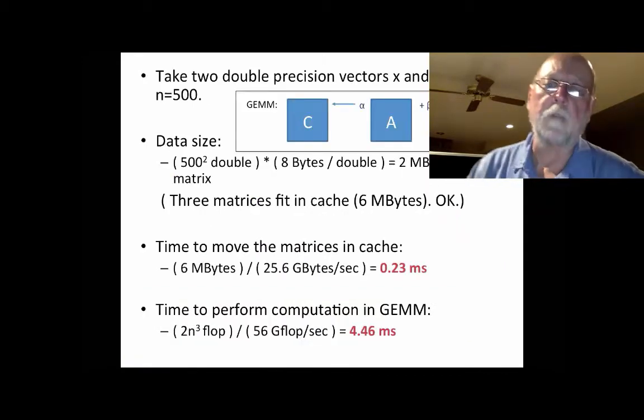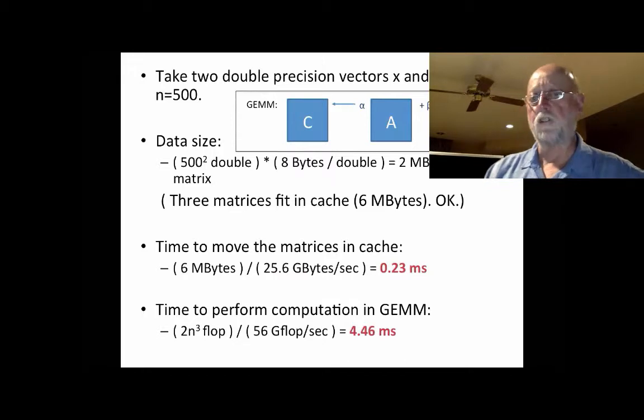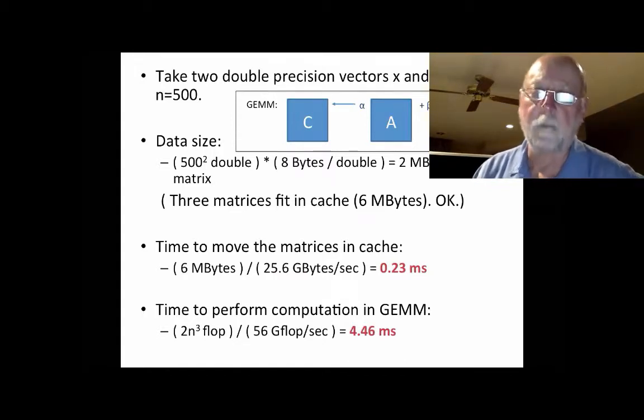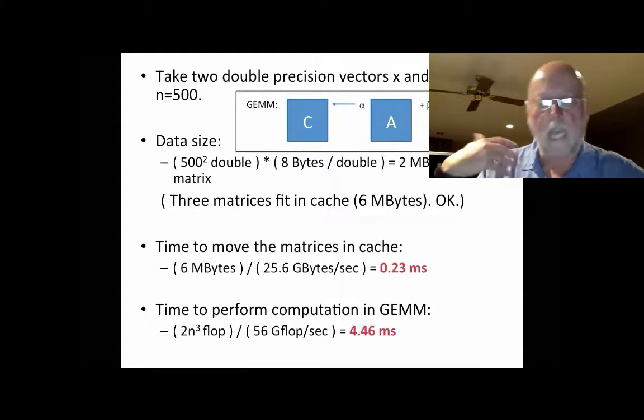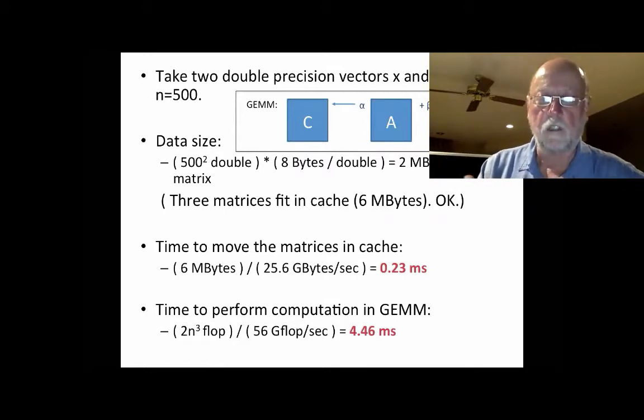If I think about doing a matrix matrix operation, we've got two matrices multiplied together. In this particular case, I'm going to size them again to fill up my cache exactly. So the time to move the information remains the same. And now the time to do the operations looks like something 2n cubed floating point operations. And I have a rate at which I'm going to do those floating point operations. And that says to do those 2n cubed floating point operations, it's going to take 4.46 milliseconds.